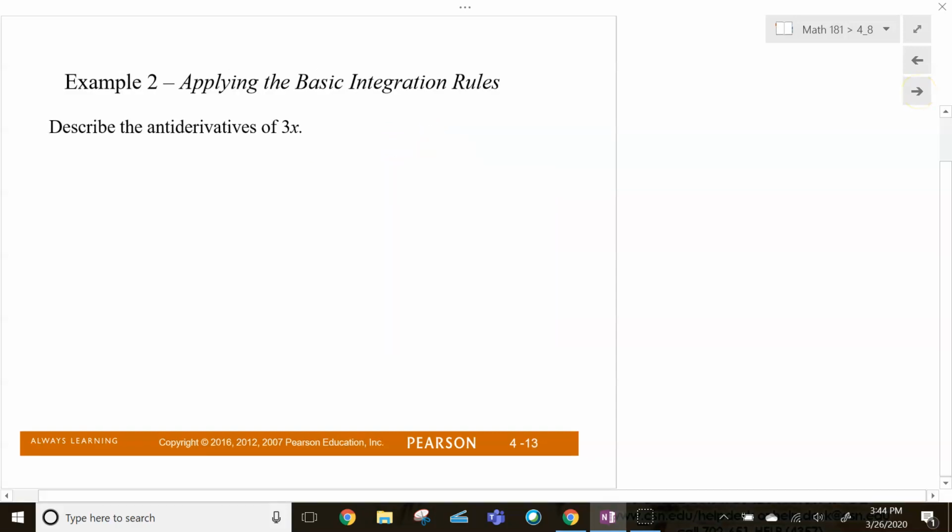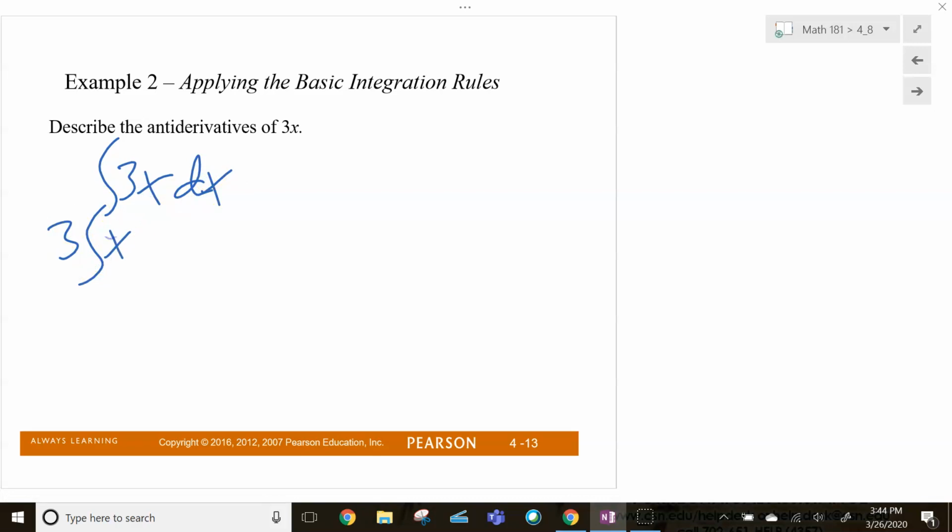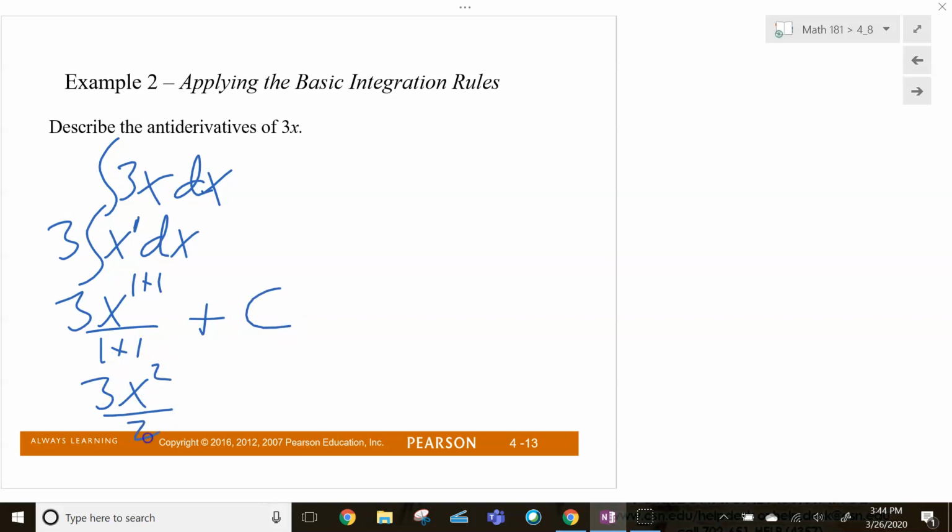All right, so let's do the antiderivative of 3x. The antiderivative of 3x, with respect to x, put the 3 out front. I'm going to run the power rule. Right now, this is to the 1 power, so it's going to go up 1, x to the 1 plus 1 over 1 plus 1. And then plus a constant. So this is 3x squared all over 2 plus a constant. Notice if I take this derivative, I get back to 3x.